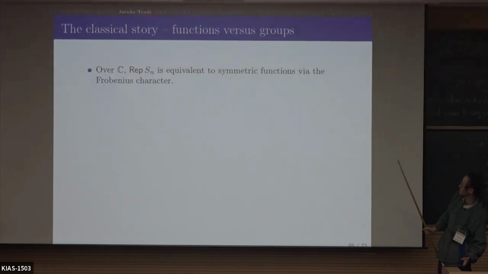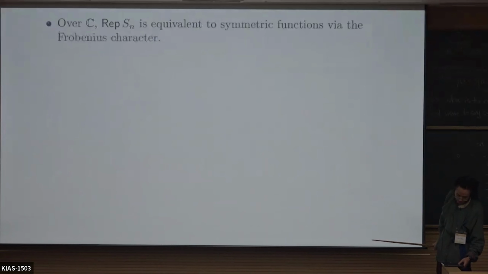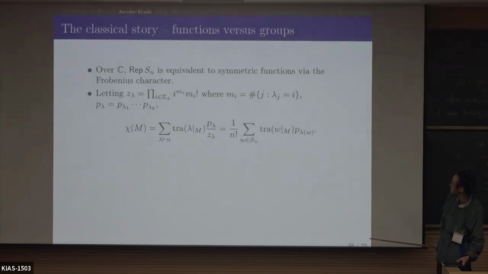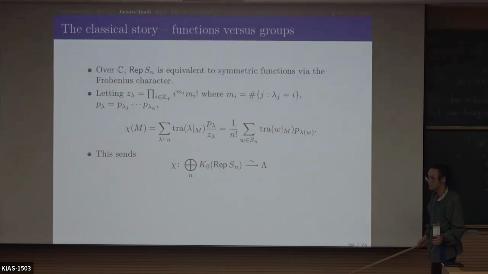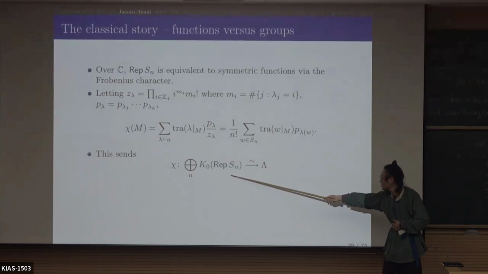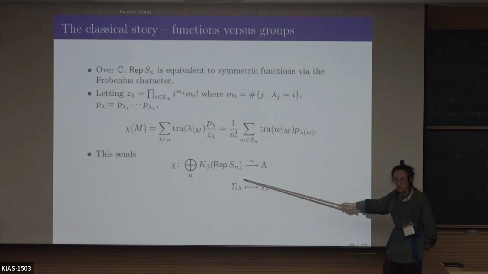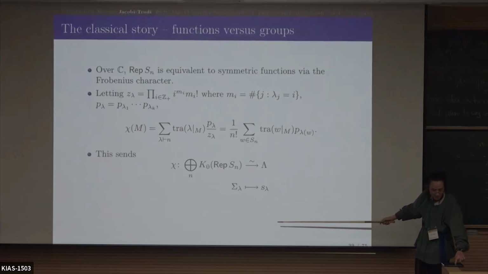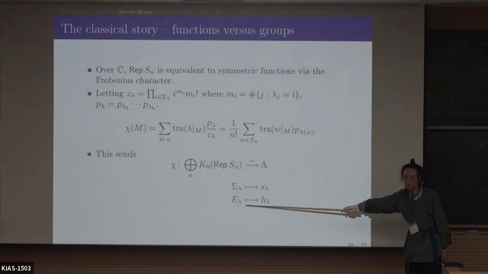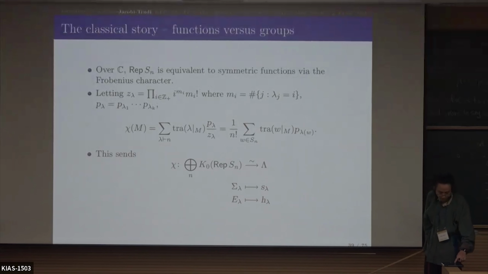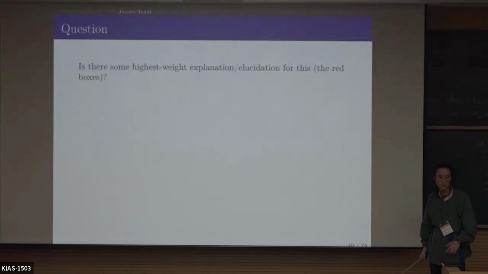Over C, as we know, these two things are equivalent via the Frobenius character, whose definition I'll skip. The point is the Frobenius character goes from the symmetric group representation theory to symmetric functions, and it sends Specht modules to Schur functions and these permutation modules to complete homogeneous functions. So the natural question is: is there some highest weight explanation for all of these phenomena that I just talked about?